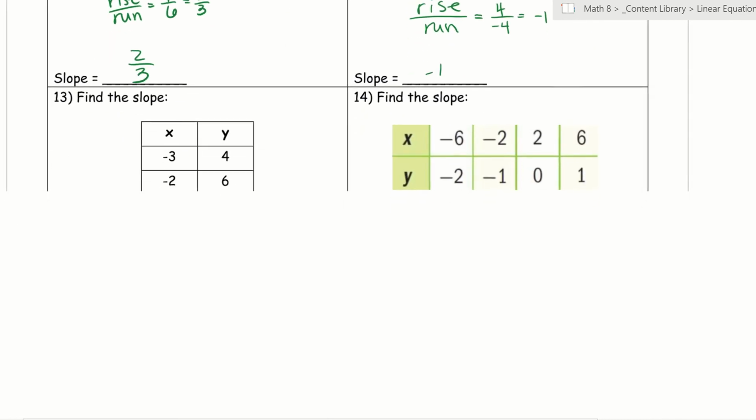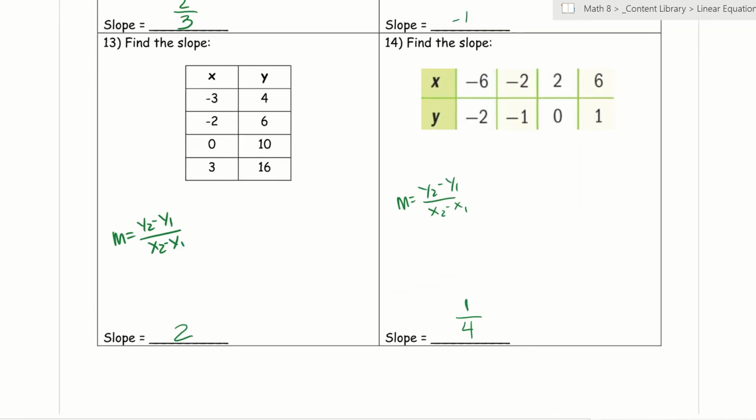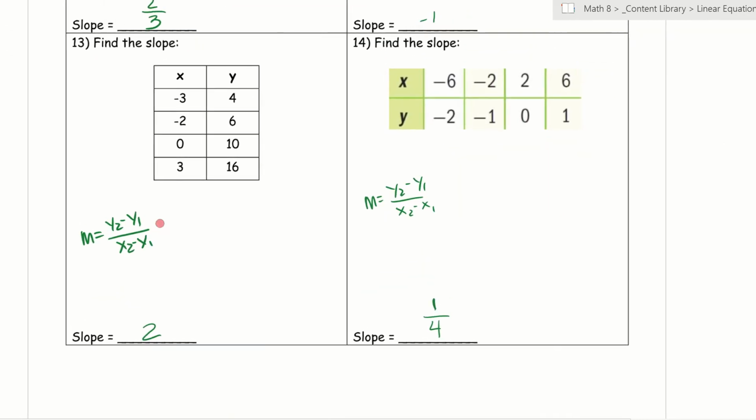I just chose any points. Same here, I chose any points. I used y2 minus y1 over x2 minus x1 for both. I got 2 here, and I got 1/4 here.